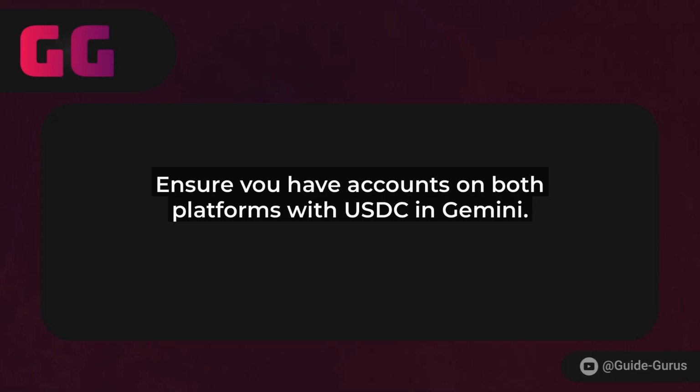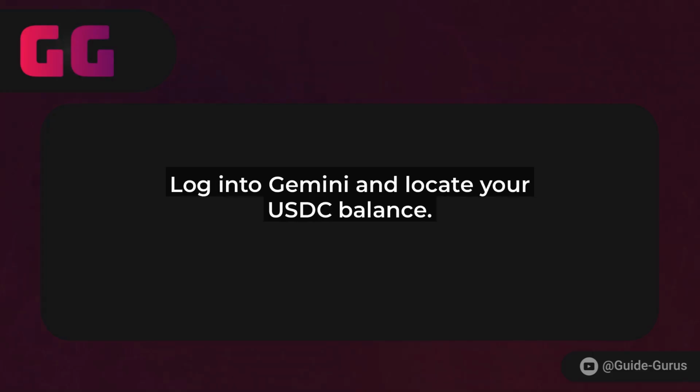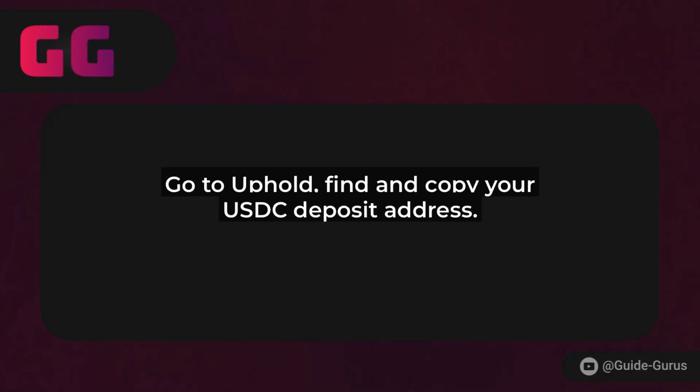First things first, make sure you have accounts set up on both Gemini and Uphold, and that you have a balance of USDC in your Gemini wallet. Start by logging into your Gemini account. Once you're in, navigate to your USDC balance under the Assets or Wallets section. Here, look for the Withdraw or Transfer option. It's usually right there for easy access.